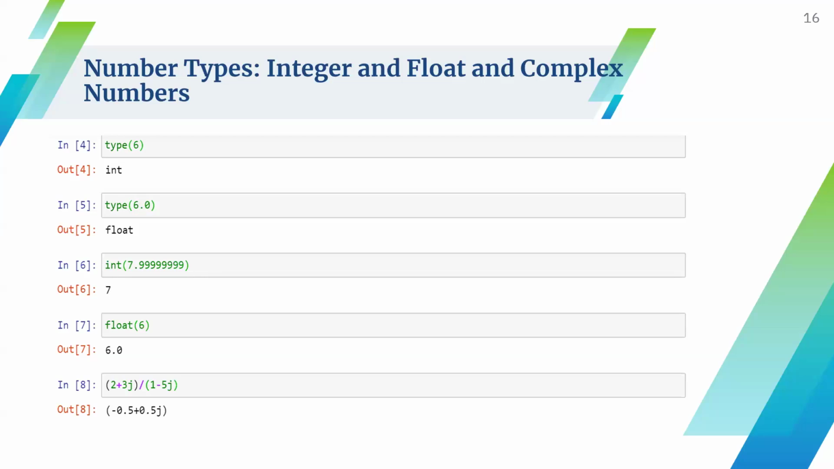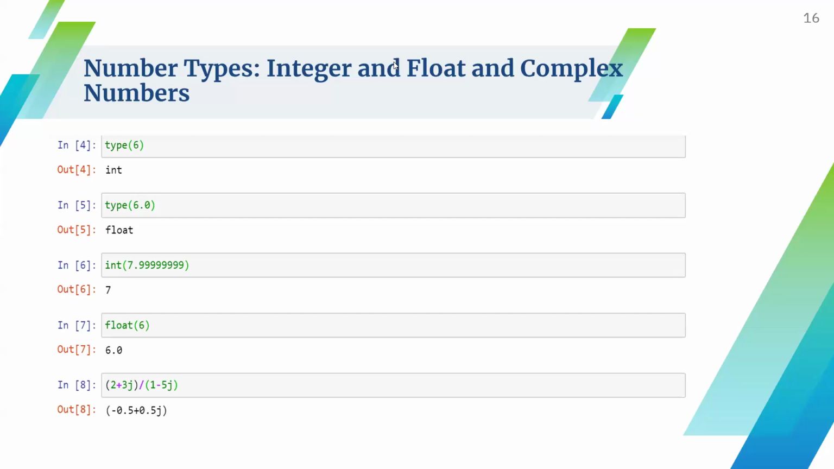Similar way, float also. I want to convert this into float. It is called 6.0. And I want to convert this into a complex number, right? 2 plus 3j divided by 1 minus pi j. In that case, it is going to divide the value and then display it as a complex number. I'll show the demo so that you can understand.